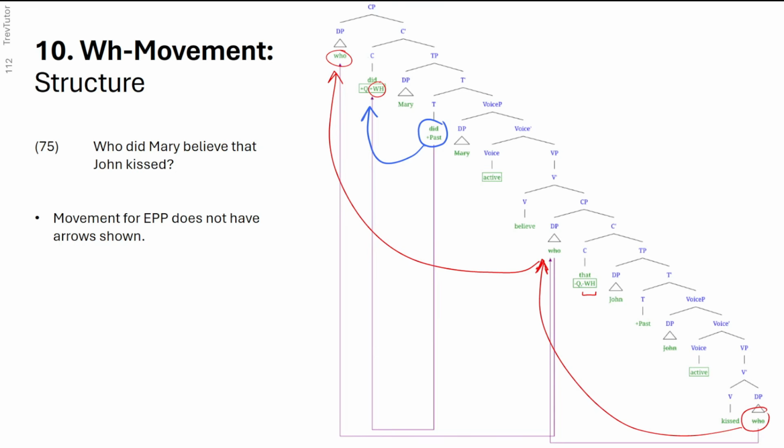The other thing to note is that we still have that in the lower complementizer phrase. Again, this is minus Q minus WH, and those are the features we're going to get for that.